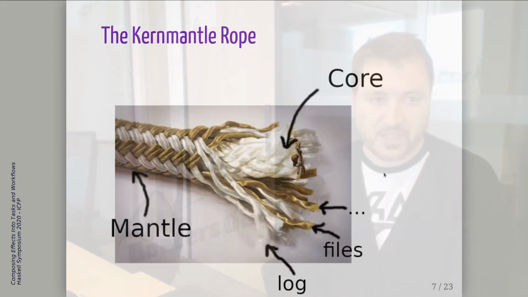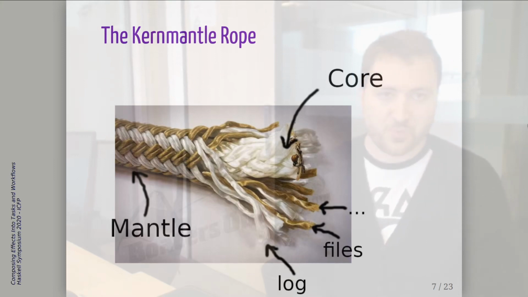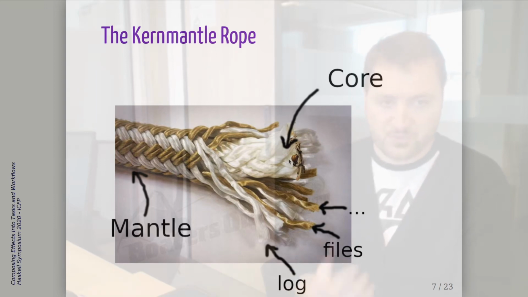So why is it named Kernmantle Rope? It's called a rope because of an analogy with Kernmantle ropes in rock climbing. So you can see here that it's a rope constituted of a mantle, which is made of different strands, and we view each effect as being one strand in that mantle. And this mantle surrounds a core, which is also some kind of rope, which is also some kind of effect, but it really is what makes the rope sturdy. In our analogy, it's really the type in which the application will run.